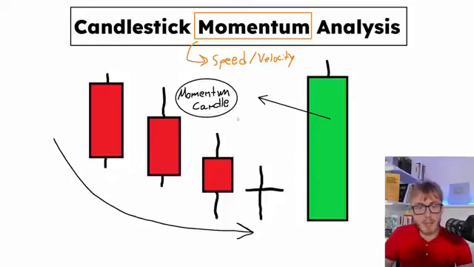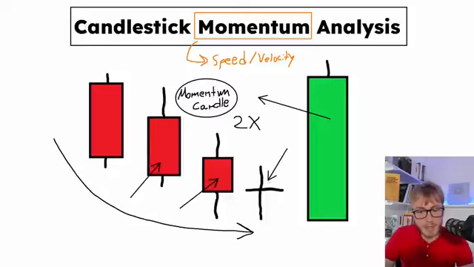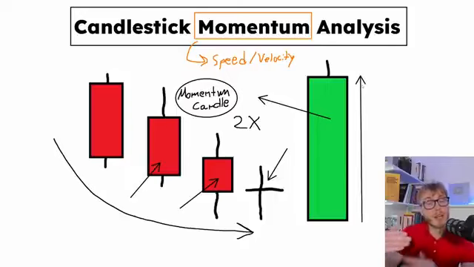And what is a momentum candle? Well, different traders have different definitions when it comes to momentum candles, but I like to define momentum candles as a candlestick that is at least 2 times larger compared to the previous candles. So for example, if we look at these 3 previous candles right here, we can see that the real body of the green candle right here is more than twice the size of the previous candles.